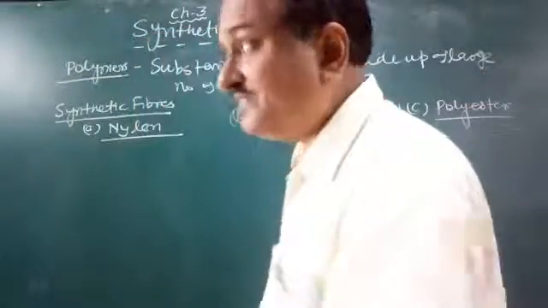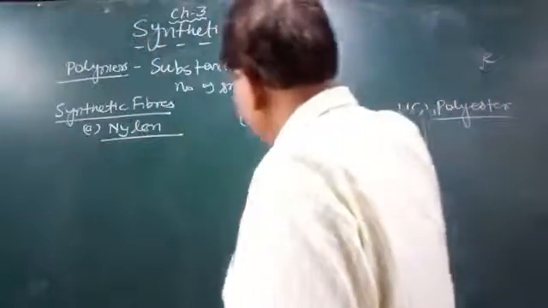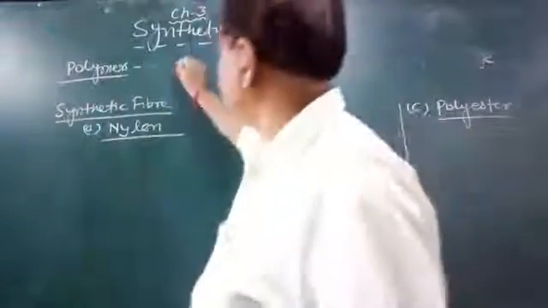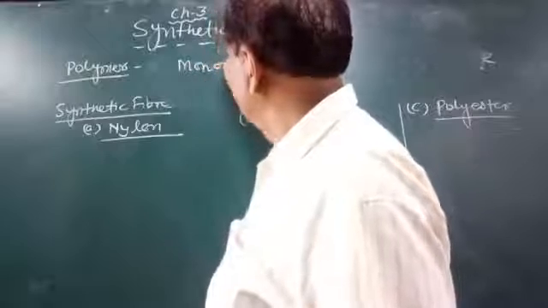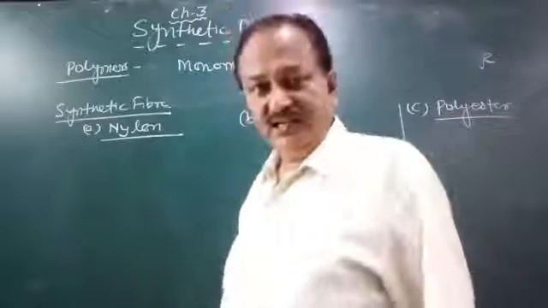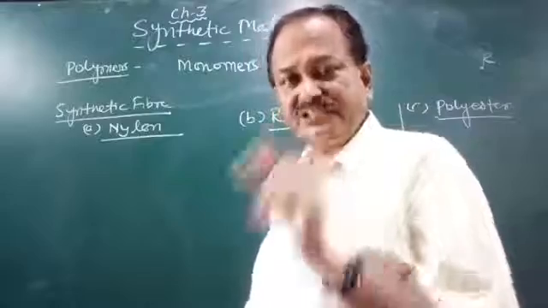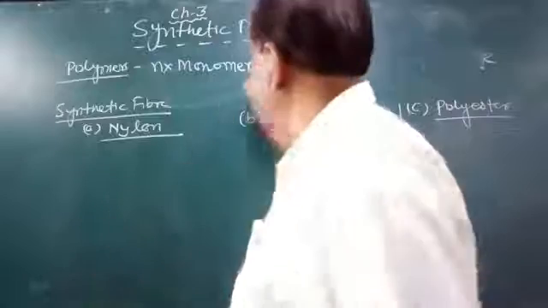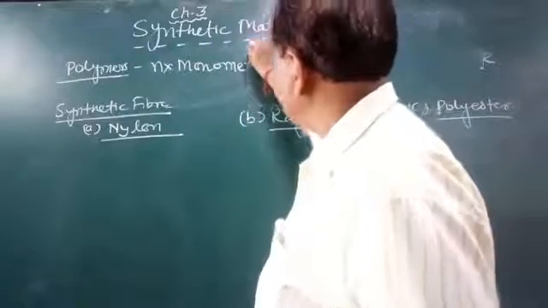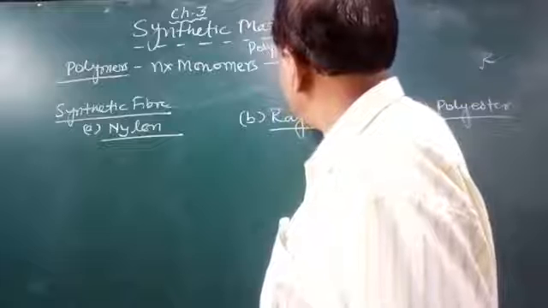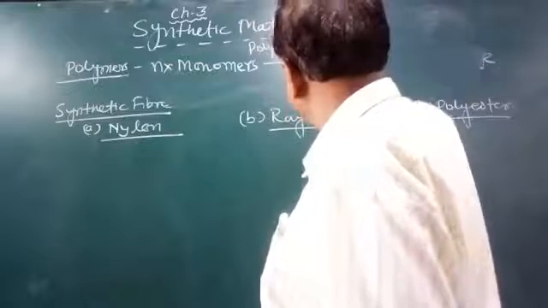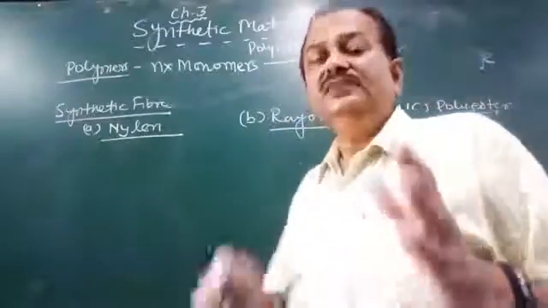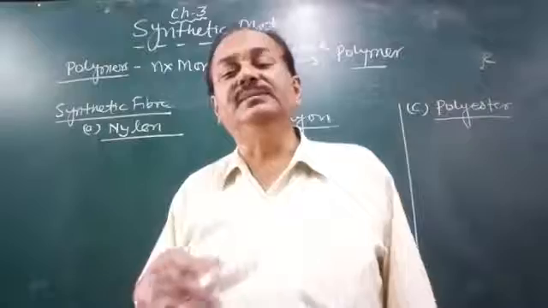Now polymers are made from the small units. So there are the monomers. Mono means single. Mono means one. Mer means unit. So when n means any large number, n number of monomers are polymerized to form the polymer. Formation of polymer is called polymerization.